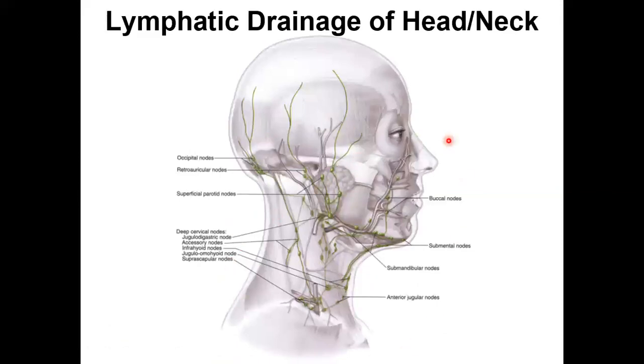And again, these are your lymph nodes just shown in a different picture. But again, you can see your occipital nodes, your retroauricular, superficial parotid, your submandibular, your submental. Included in this is now your buccal nodes, which you can see on the side of your cheek. And then your deep cervical nodes, you can see how you have your jugulo-digastric node, your accessory nodes, your infrahyoid nodes, your jugulo-omohyoid node, and your suprascapular nodes. A lot of these, their name is going to tell you where they are.